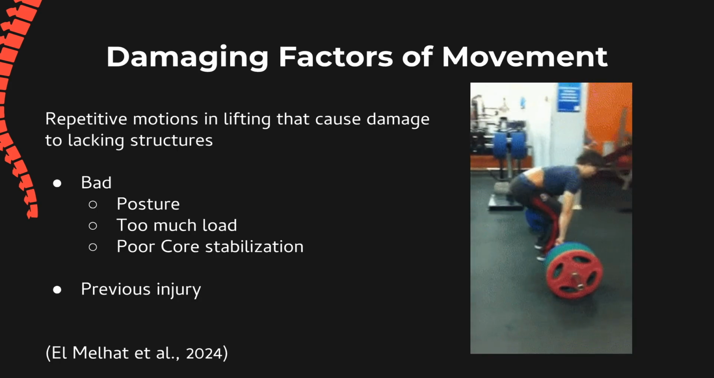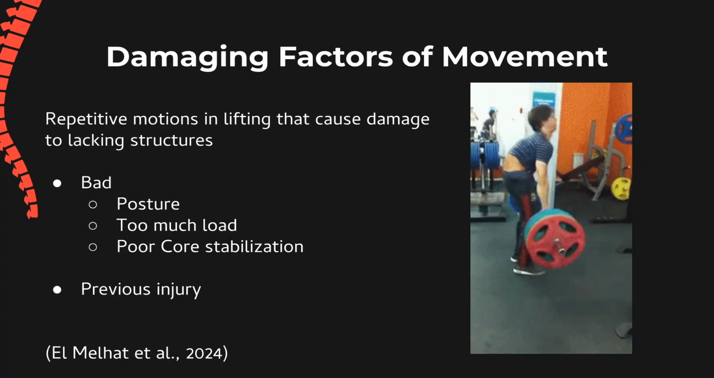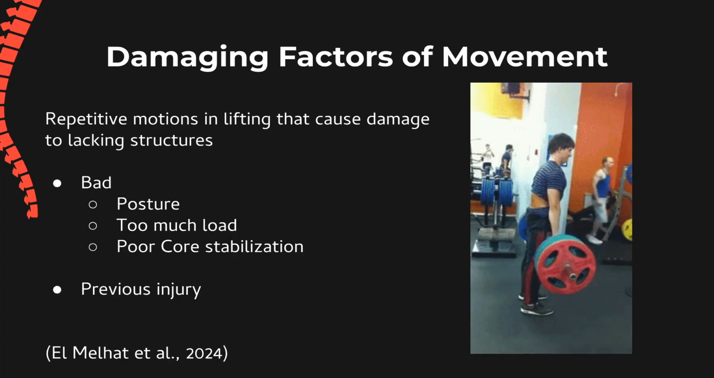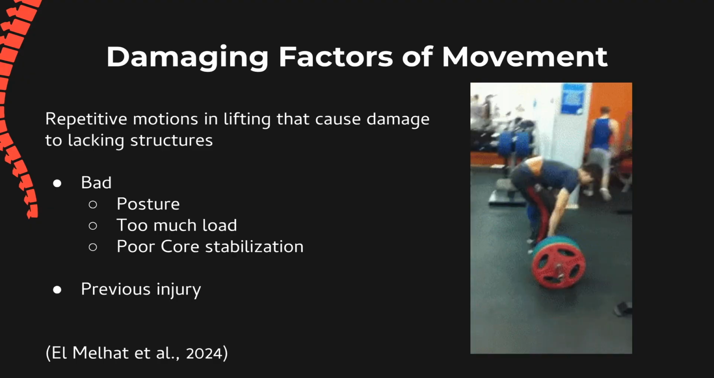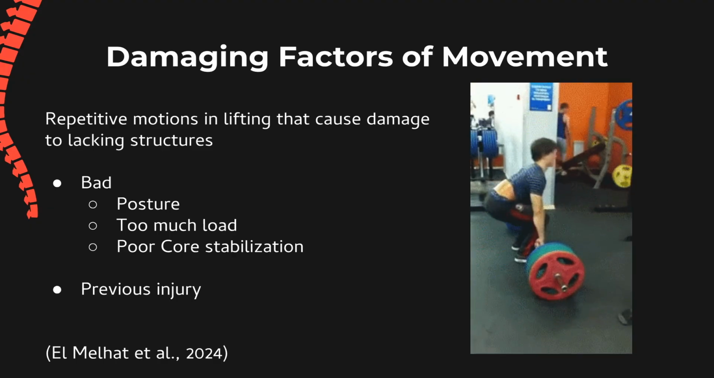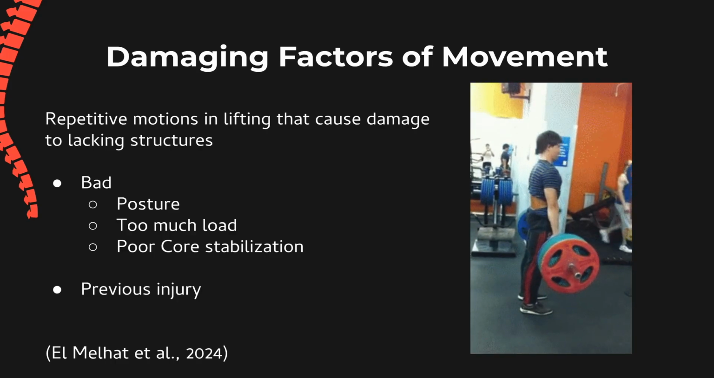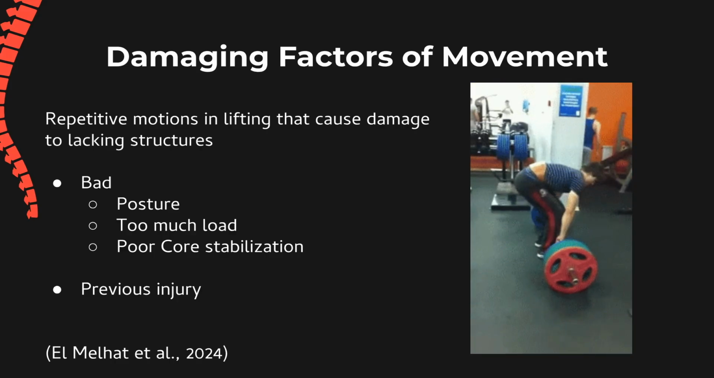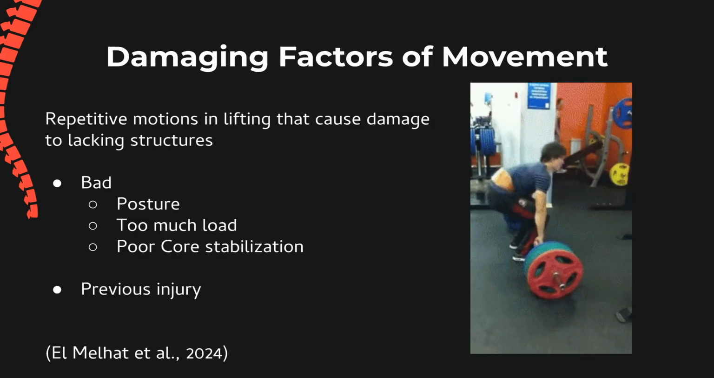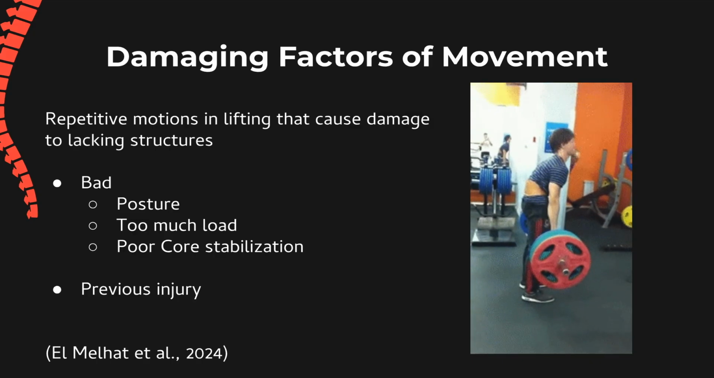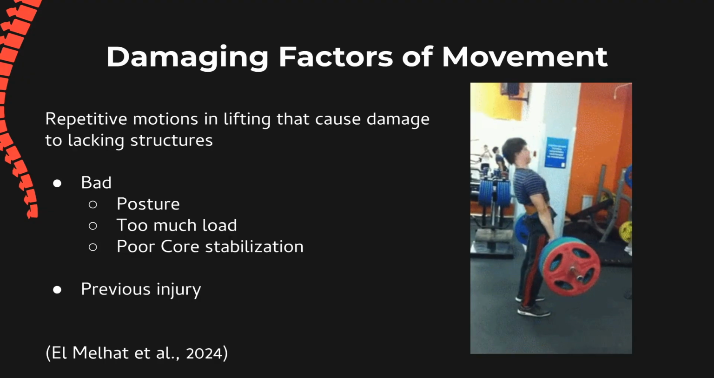When we're talking about damaging factors of movement, it is good to consider repetitive motions in lifting that cause damage to lacking structures. An example of this would be if you were to deadlift consistently with excessive curvature in the lower back, like the man in this picture, it could potentially result in a lumbar or thoracic disc herniation by not maintaining a neutral spine.